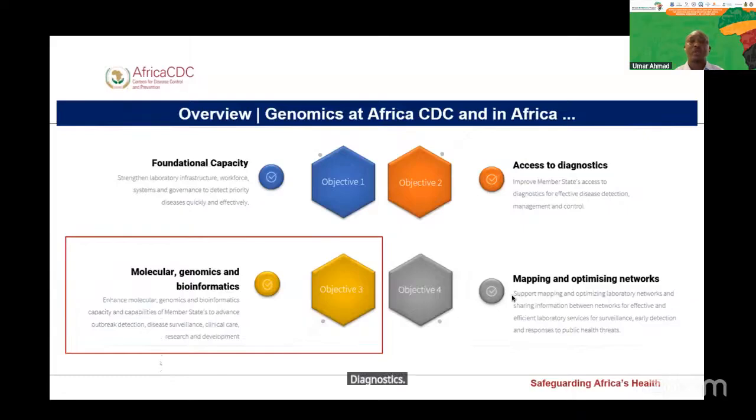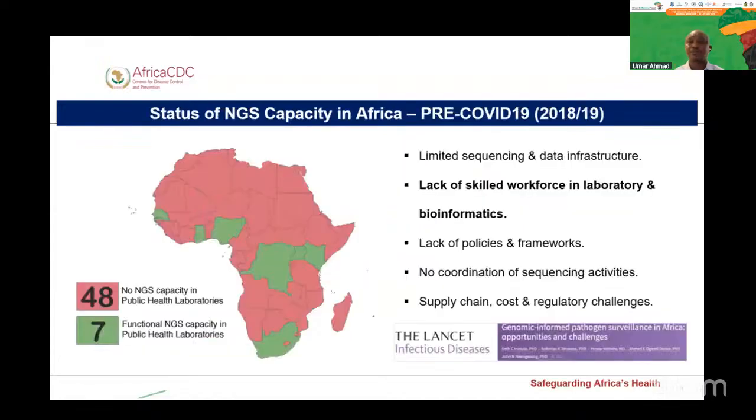And also, we do a lab mapping to identify the capacity of the labs, and what their strengths are in terms of surveillance, early detection, and response to public health. For genomics, particularly, we developed the capacity of the member states through molecular genomics and bioinformatics. We enhance their capacity by providing genomic sequencers, reagent support, establishing linkages, sample referral systems, and all that.